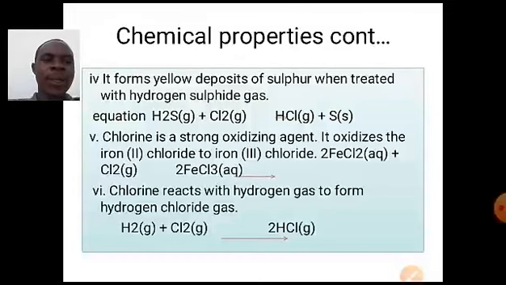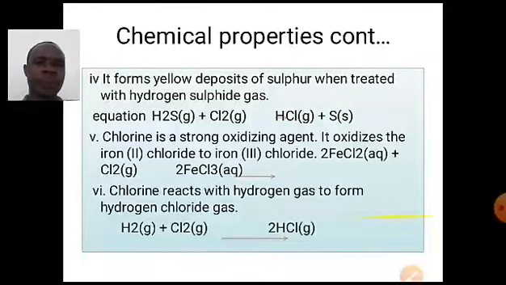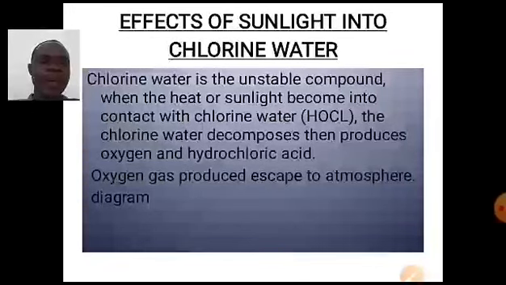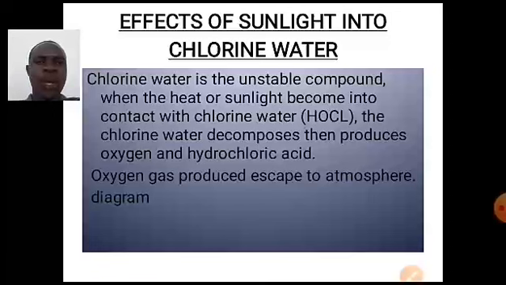Chlorine is a strong oxidizing agent. It oxidizes iron 2 to iron 3. Another property: chlorine reacts with hydrogen gas to form hydrogen chloride gas. Sometimes hydrogen chloride gas is known as hydrochloric acid, but it becomes an acid when it is dissolved in water.